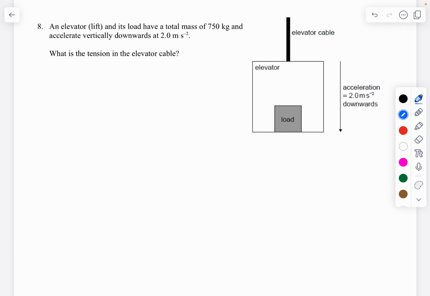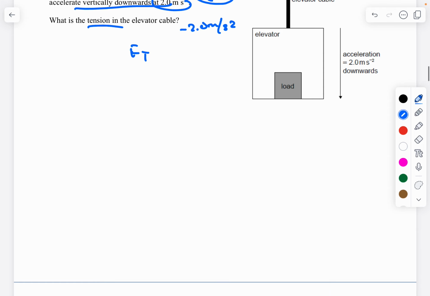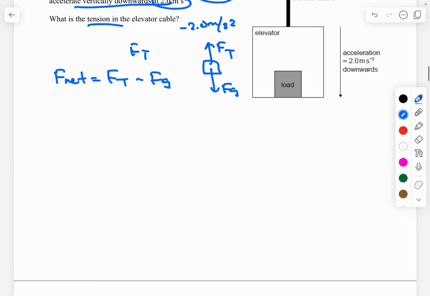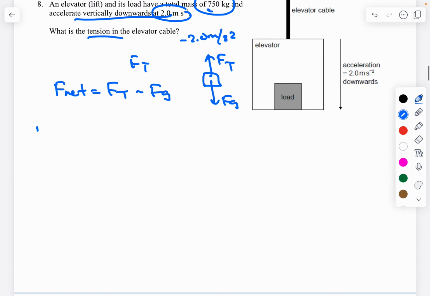Okay, so an elevator lift and its load have a total mass of this. It accelerates vertically. Okay. Oh, sorry, vertically downwards. So 0.2 meters per second. What is the tension? Okay, what's Ft? Okay, so for this problem, we have F net equals F tension minus Fg, right? You can imagine here, Fg and Ft. Right, so remember F net is equal to M times A, right?